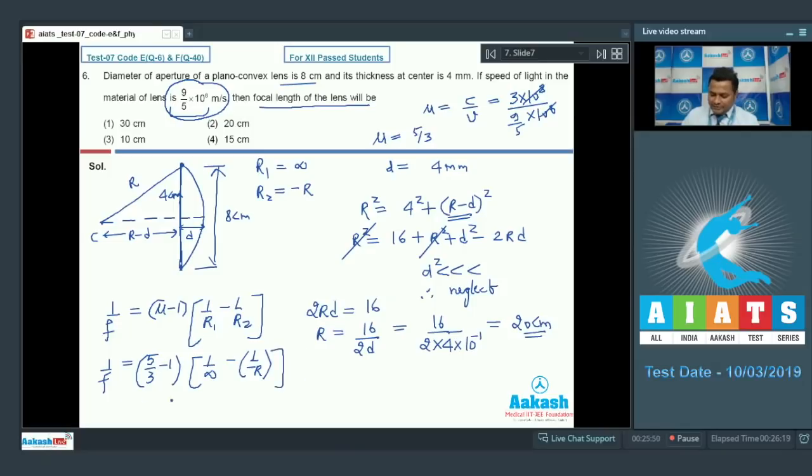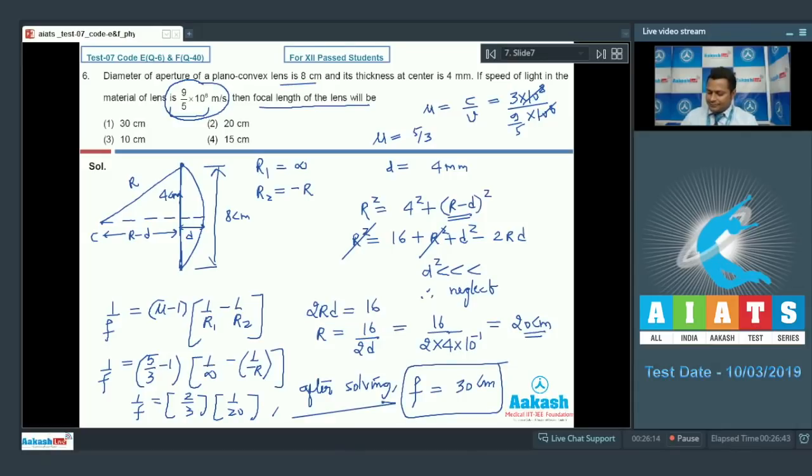Now, after solving, we get 1 by f equals 2 by 3 multiplied by 1 by 20. And after solving, we get the value of f as 30 centimeter. And after looking at the options, we can say that we have to go with option number 1, which is absolutely correct. Now let us proceed to the next question, that is question number 7.